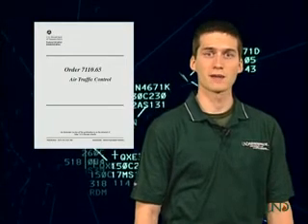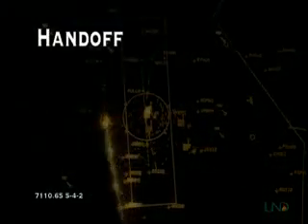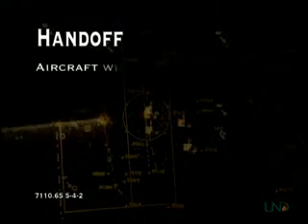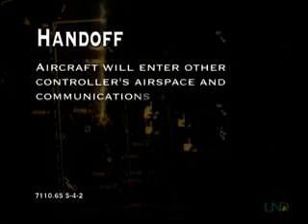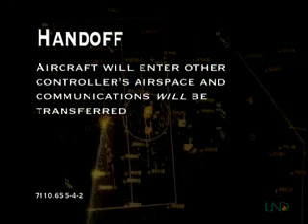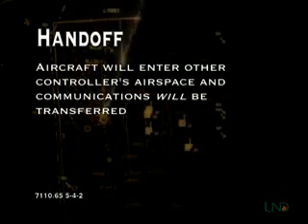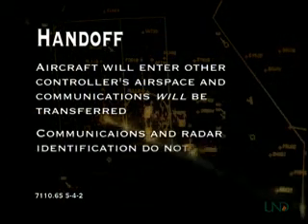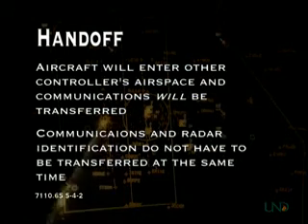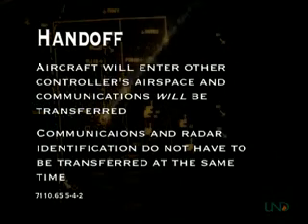Let's begin by covering some terminology. These definitions can be found in the 7110.65 in Chapter 5, Section 4, Paragraph 2. The first term, handoff, is defined as a physical or automated action taken to transfer the radar identification of an aircraft from one controller to another controller if the aircraft will enter the receiving controller's airspace and radio communications with the aircraft will be transferred. Note that the definition states the radio communications will be transferred. Communications transfer does not have to happen at the same time as the transfer of radar identification.